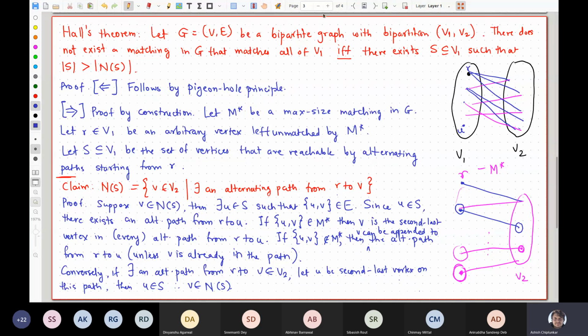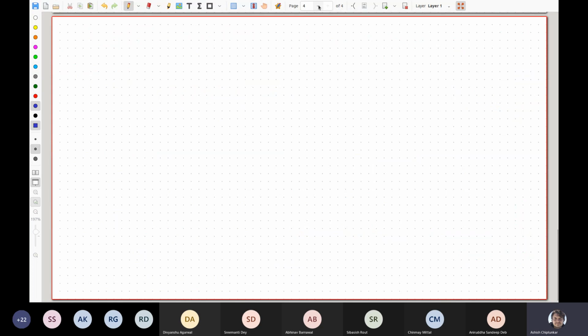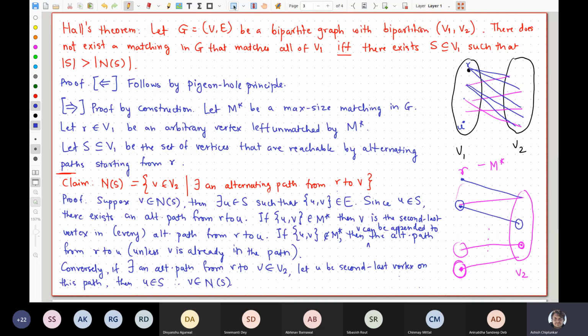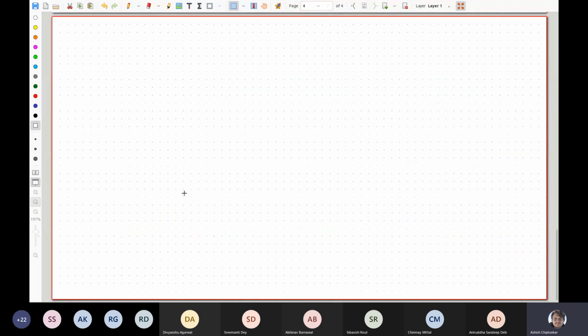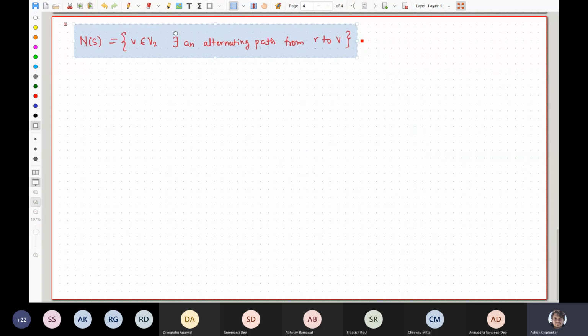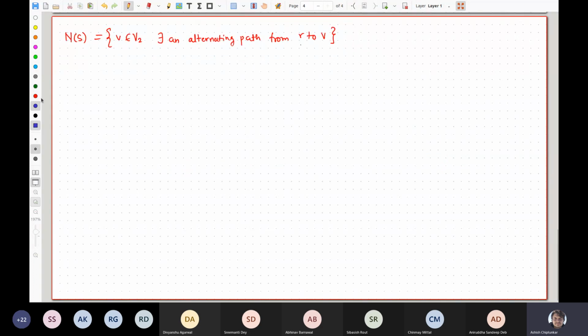So now what do we want to claim? Let us copy this statement on the next slide. We have proved this on the last slide, and now it's time to use it. The next claim I'm going to make is that the size of NS is strictly less than the size of S. What is the idea? The idea is essentially the same. It's just playing around with alternating paths.